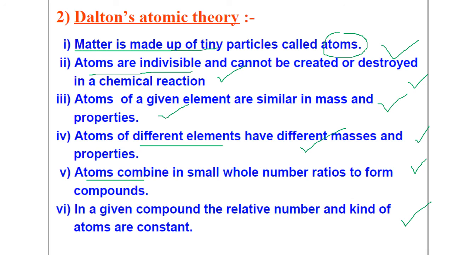Then atoms combine in small whole number ratios to form compounds. For example, H2O: H and O combine together to form water. And in a given compound, the relative number and kind of atoms are constant. So in a compound, the numbers of the atoms of each element are constant. So this is how Dalton's atomic theory was proposed by Dalton.